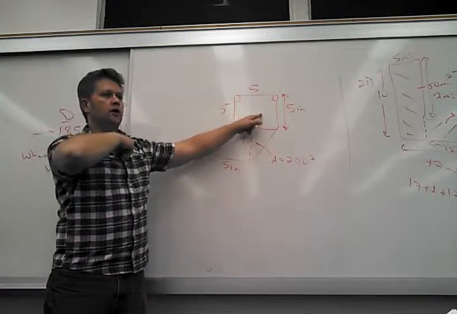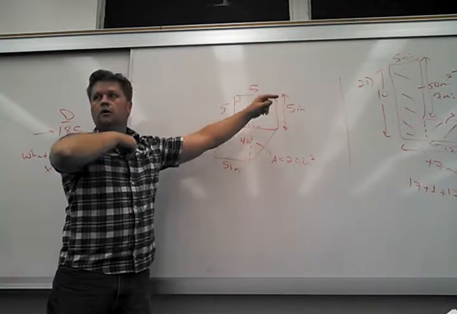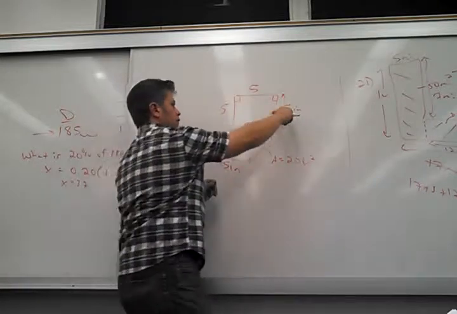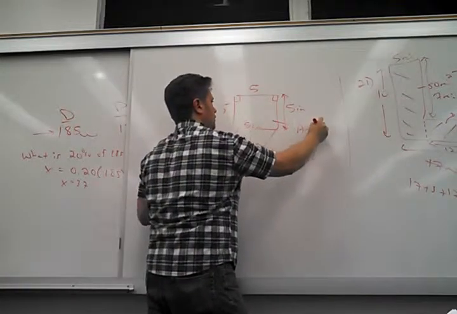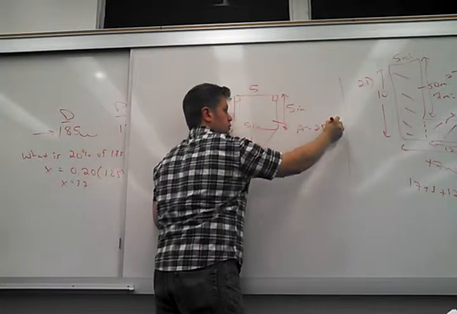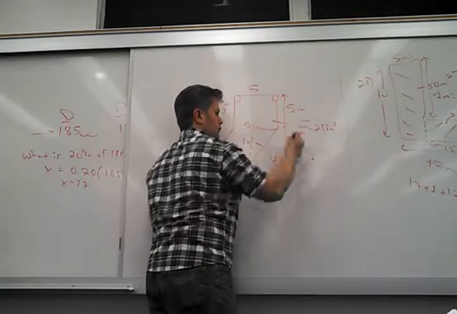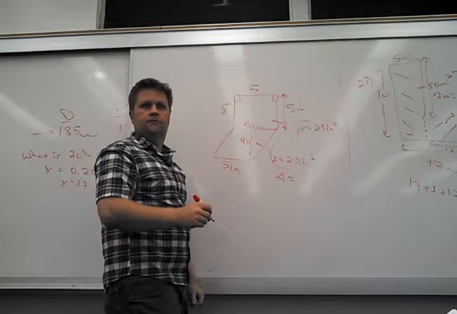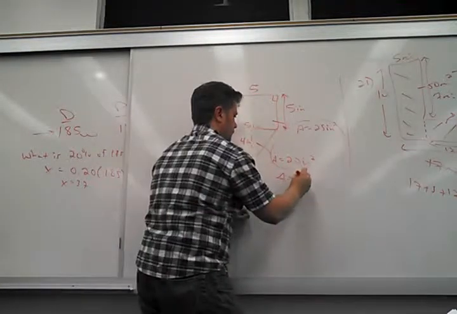And then the area of the square. Careful, I'm not talking perimeter now. 25. Yeah, it's 5 times 5. So the area here is 25 square inches. I like it. And then the total area is 45.